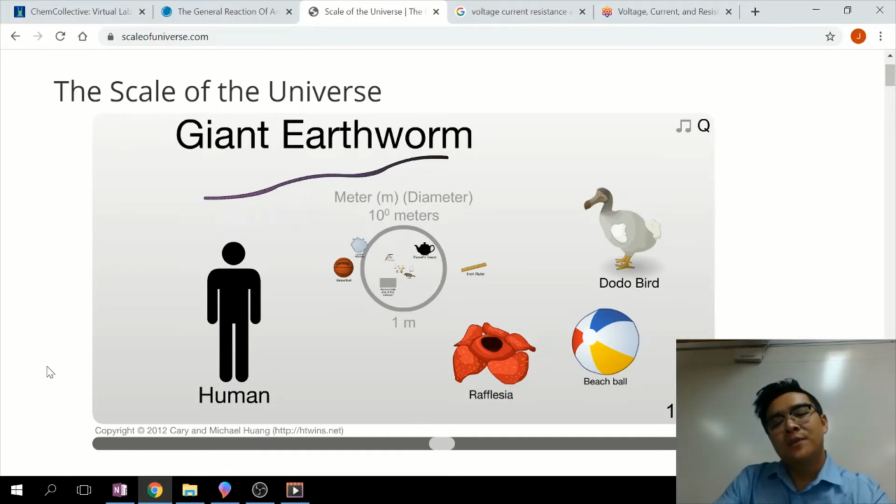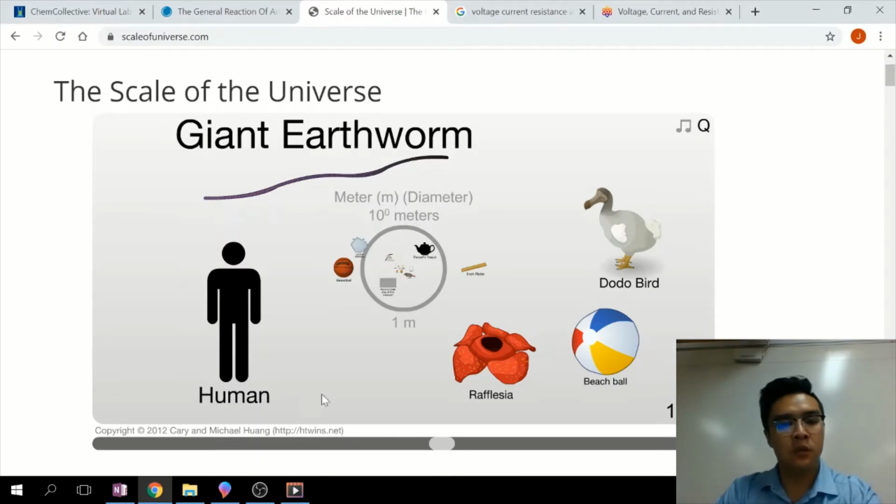Hello. Today we are going to look at the atom and why that's important in the topic of electricity. Before we do that, I want to show you how small an atom is and what makes up an atom.